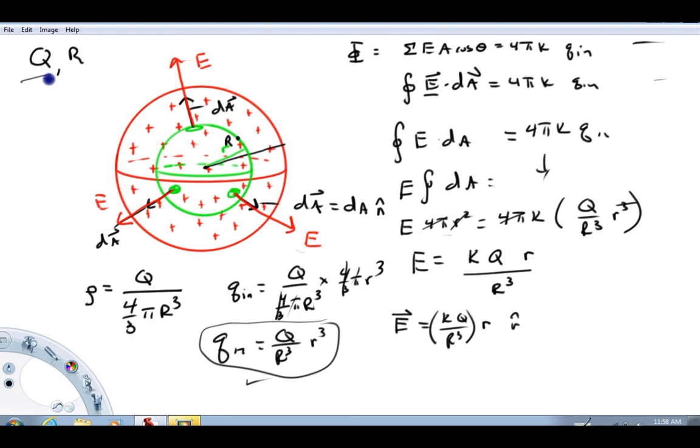So the intention here was to give an example of how to use Gauss's law in a problem with spherical symmetry.